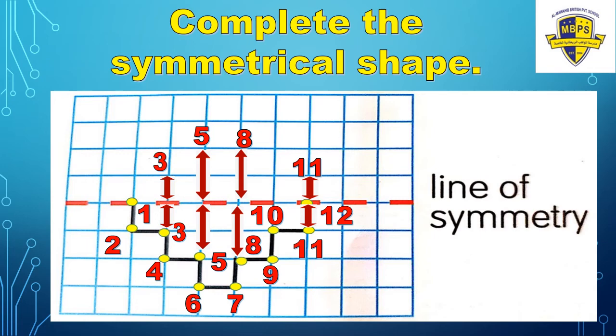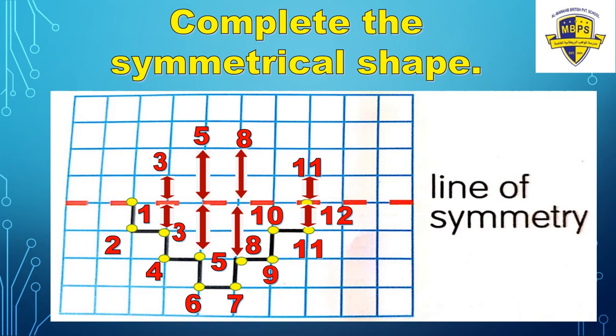So let's go to the next one. Come on, let's mark number 3 now. Can you count and tell me how many squares is number 3 away from the line of symmetry? Very good. It is 1 square away from the line of symmetry. So on the opposite side also we are going to count 1 square and we are going to mark number 3.